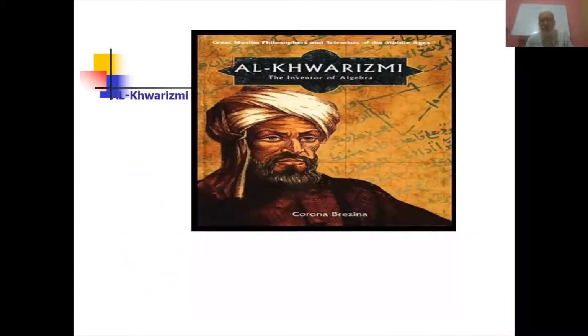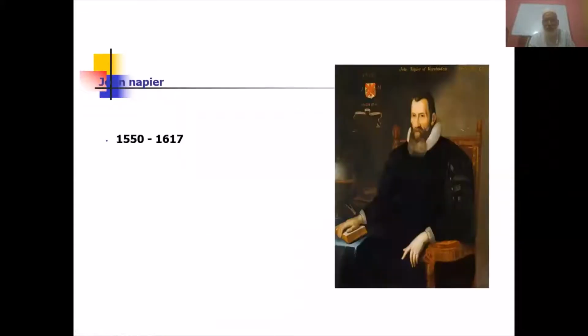First, Muslim scientist Khwarizmi. Okay. This is the inventor of algebra, and he is the prominent Muslim scientist who first gave the idea of logarithm. Okay. Second one is John Napier, 1550 to 1670 is the duration, known as the father of the logarithm.